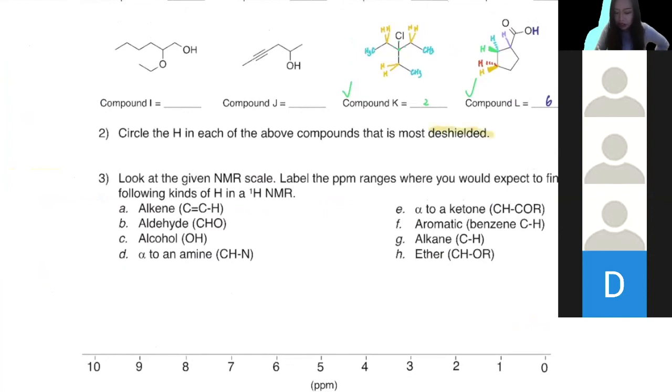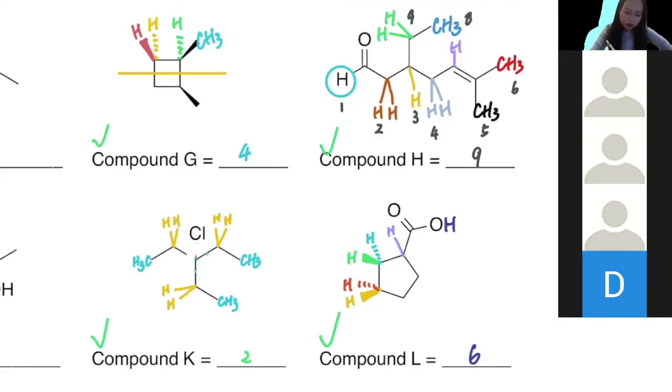Circle the hydrogen in each of the above compounds that is most deshielded. Okay, deshielded means electrons being stolen away. I'll just leave this question to you to exercise maybe a little. So we don't have much time. I'm just going to do it.